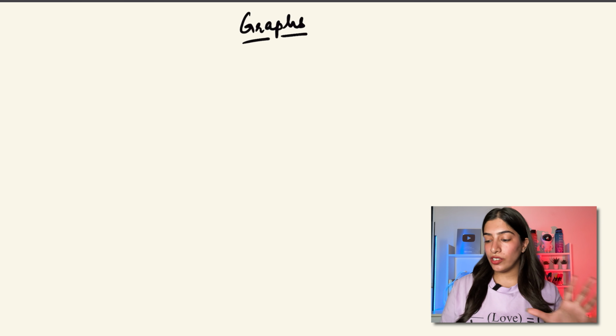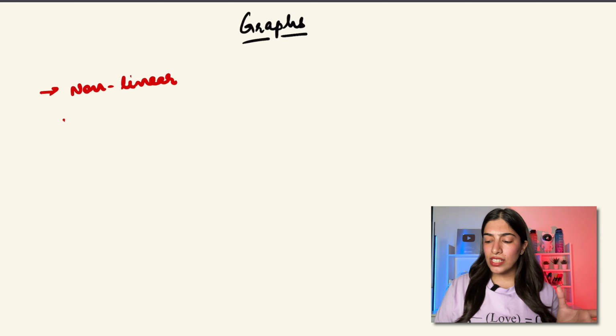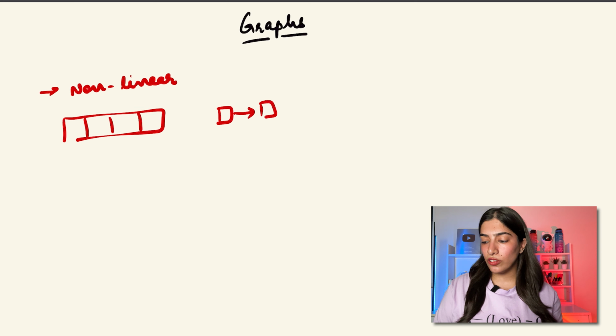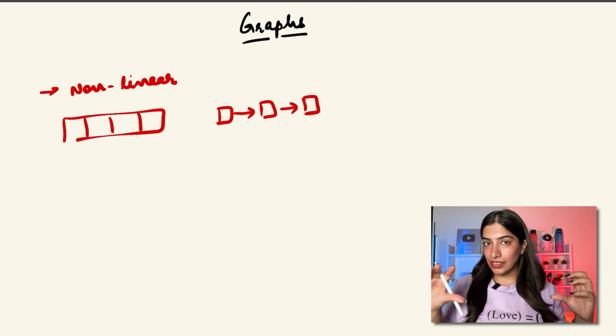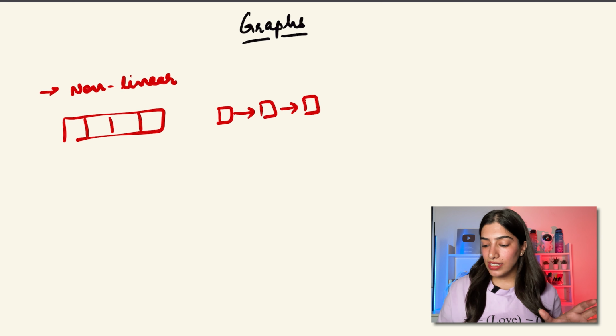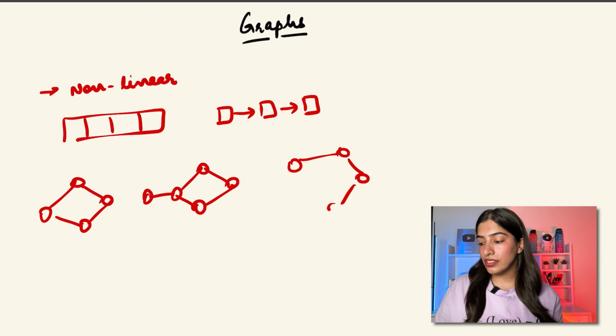So the first thing that you need to understand is that graph is a non-linear data structure. What does a non-linear data structure mean? You must have seen arrays, right? They look like this. Or you must have seen linked lists. They look like this. Both of them are linear, right? Graphs may not necessarily be linear. They may be linear, may not be linear. Like for example, this is a graph, or this is a graph, or even this is a graph, right? All of these are graphs.